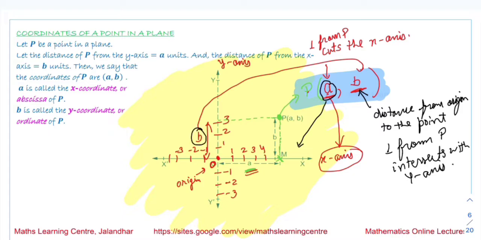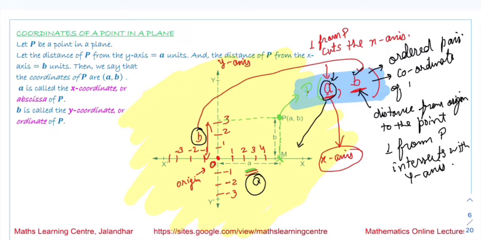So this distance is B and this is the distance A, and this is the ordered pair. Why ordered pair? Because this represents the x-axis and this represents the y-axis. This is fixed, and this is called the coordinate of point P. This is called the x coordinate, and B is the y coordinate.